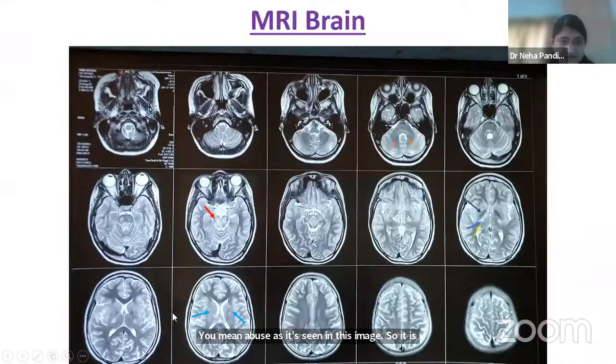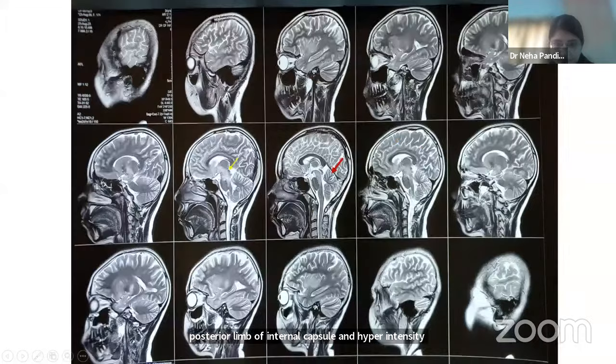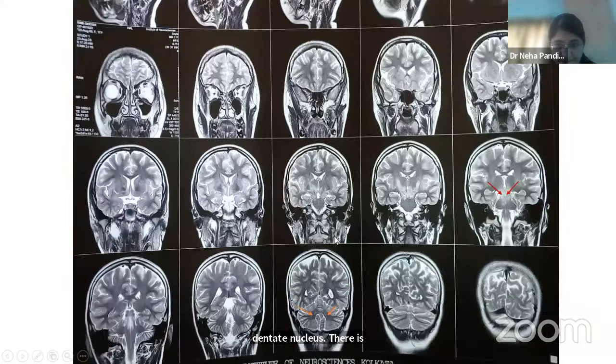And now coming back again to the MRI images of our patient. As discussed, patients can have brainstem hyperintensities, though the face of the giant panda was not seen in our case. Then the typical finding of hypointensity in the thalamus, hyperintensity in the posterior limb of the internal capsule, and hypointensity again in the globus pallidus was there, and hypointensity in the dentate nucleus. There is cerebellar atrophy, brainstem changes, and dentate nucleus hypointensity.